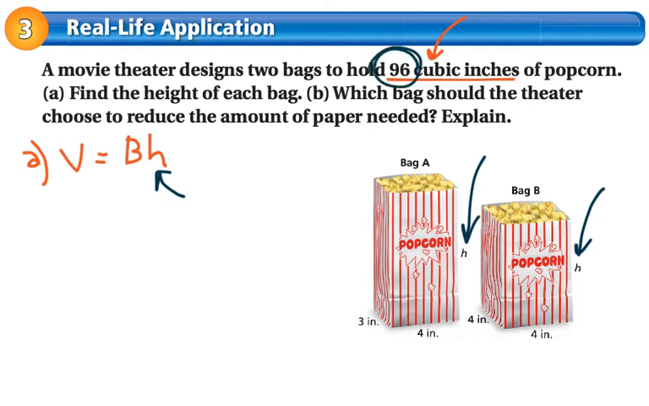Well, as we mentioned from reading the problem, we already knew the volume. Both of these have a volume of 96 cubic inches, which means if we take that volume and substitute it in here, we should be one step closer to being able to find our missing heights.